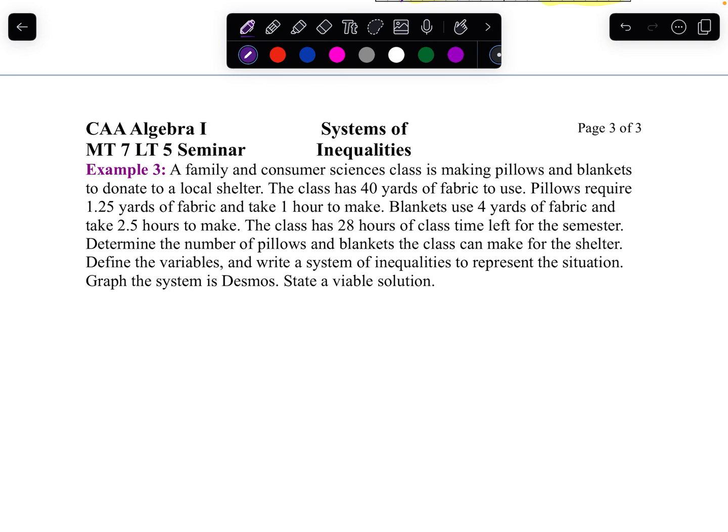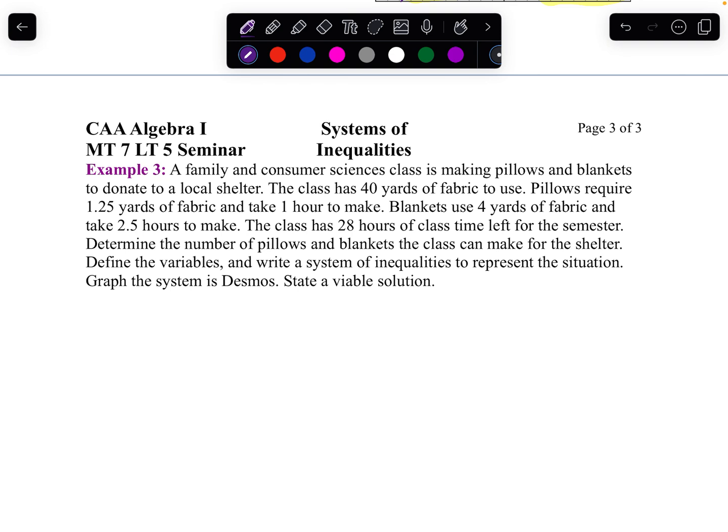I want to know the number of pillows and blankets the class can make for the shelter. I want to define the variables, write a system of inequalities to represent the situation. I'm going to graph the system in Desmos rather than by hand and give at least one viable solution. We're going to spend most of our time, since it's a word problem, writing our inequalities.